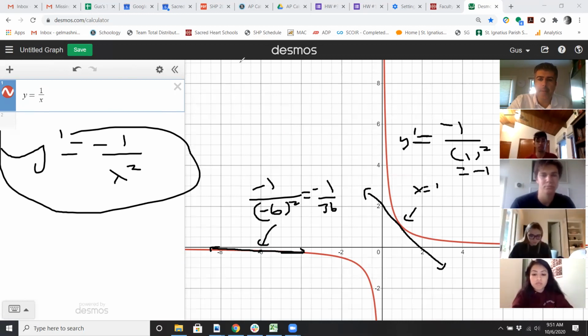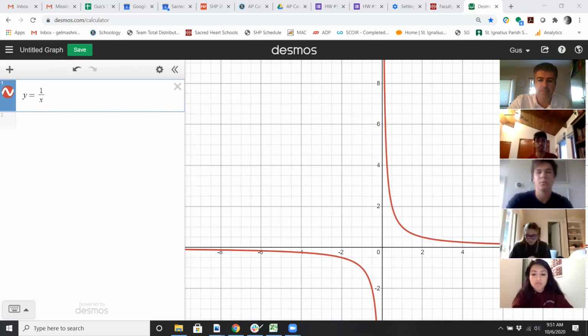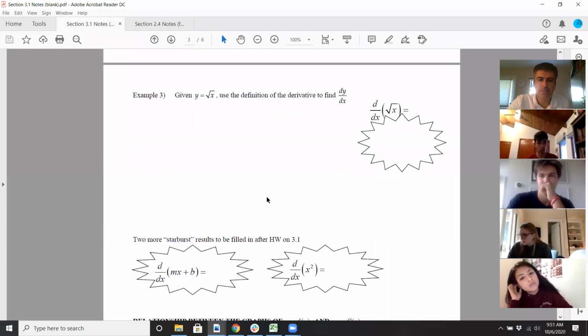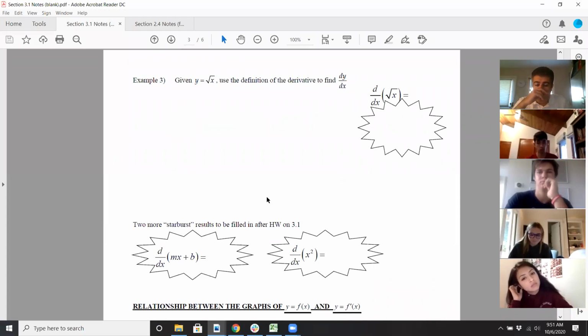Okay, clear again. Let's do the last example. Come on, here we go. So let's do it, excuse me, for root x. So let me set it up again, and I'll let you guys try it.